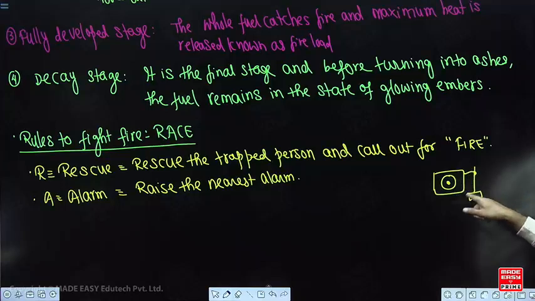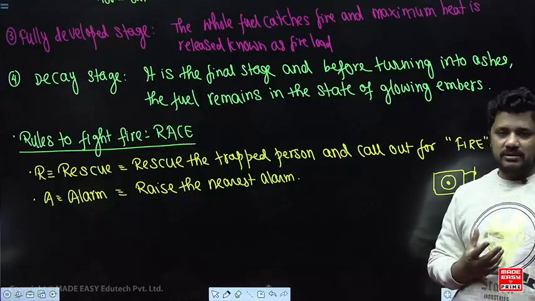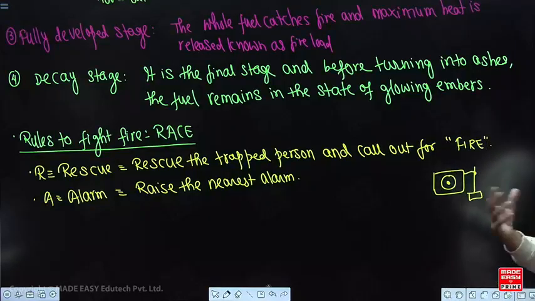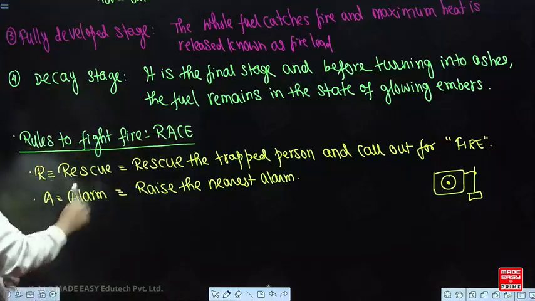So there will be a red color box in which there will be a glass and a small button. In case of fire, you hold this hammer, break this glass, and then press this button, and the whole building's siren will start to make noise, right? So that is called raise the nearest alarm. So that is A. This is an acronym, RACE.